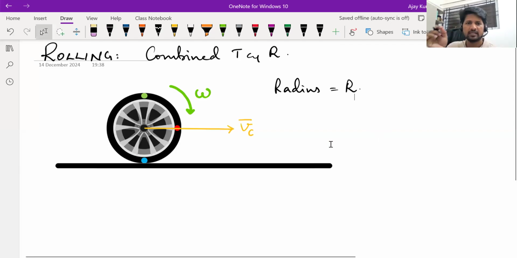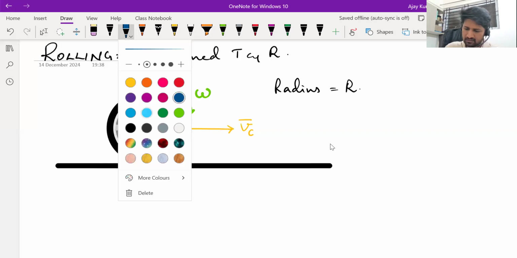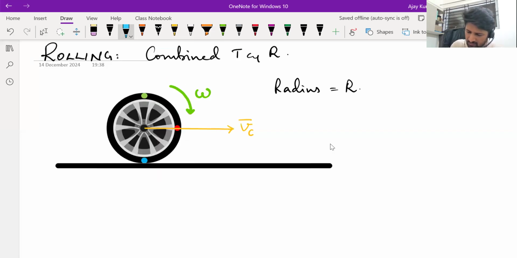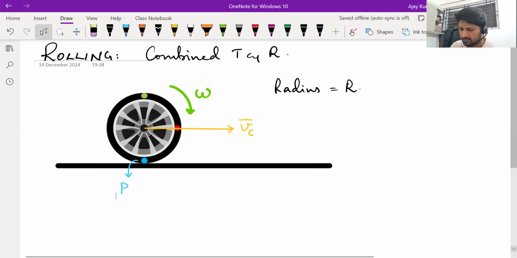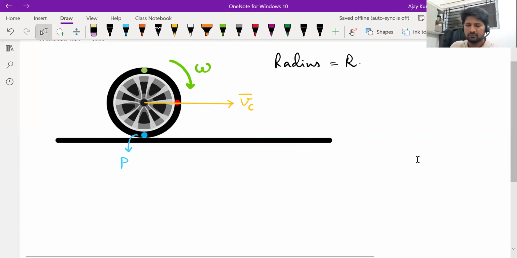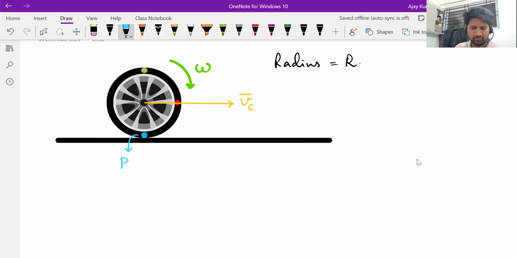Now you can see I have marked 3 points on the rim of the wheel. One point, the blue one, is in contact with the ground. At this moment, the blue point is in contact with the ground. Let's call it as P, the point of contact. Okay, there are 2 more points also. We'll discuss about them later. Okay. Now the wheel is moving forward with a velocity Vc and it is rotating with an angular velocity omega. It is rotating clockwise. Can one of you tell me how to express the velocity of any particle of a system which is in combined translation and rotation?